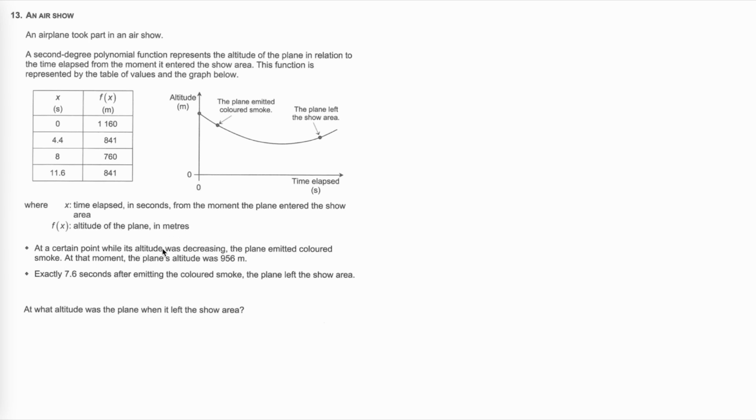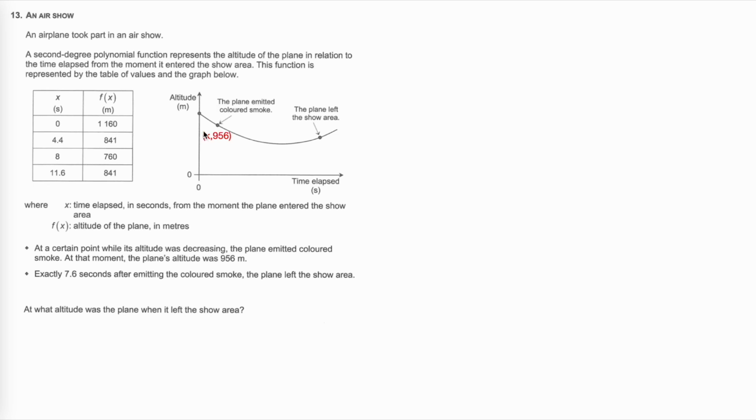At a certain point where its altitude was decreasing, the plane emitted colored smoke right here. At that moment, the plane's altitude was 956 meters. We know the y is 956, we just don't know the x. 7.6 seconds after emitting colored smoke, the plane left the show area. Whatever this x value is, we're going to add 7.6 to it to get the x value of this point. At what altitude was the plane when it left the show area?